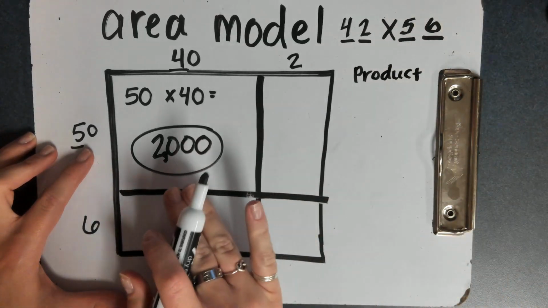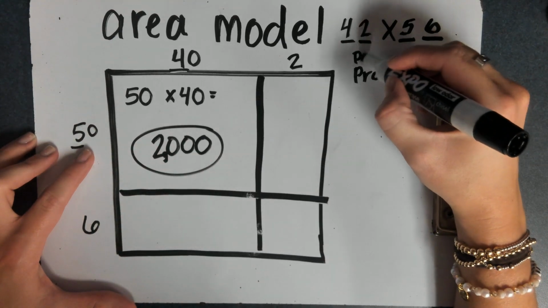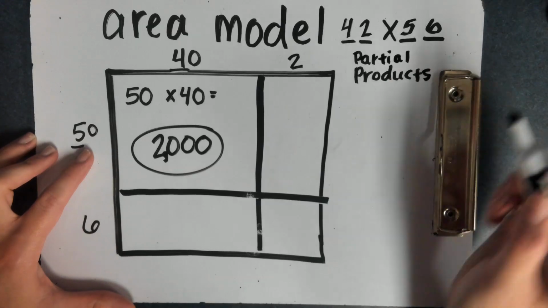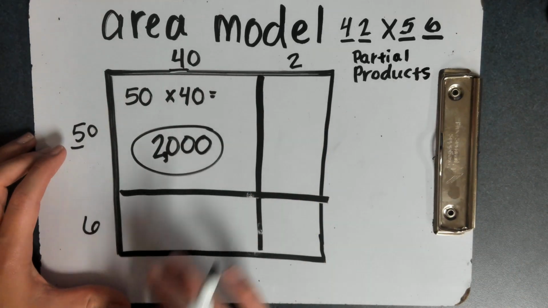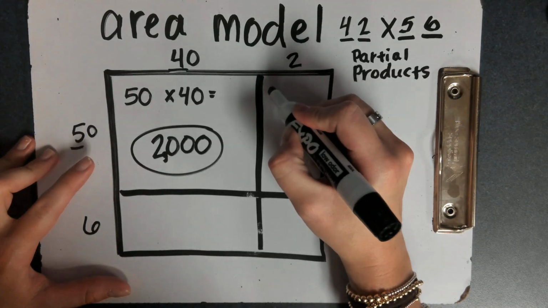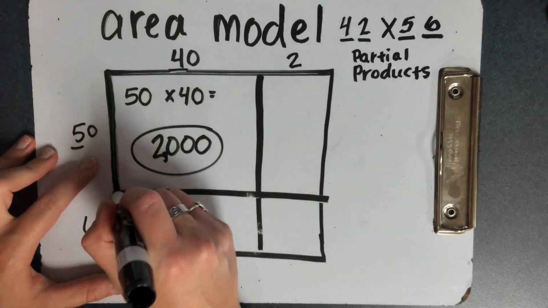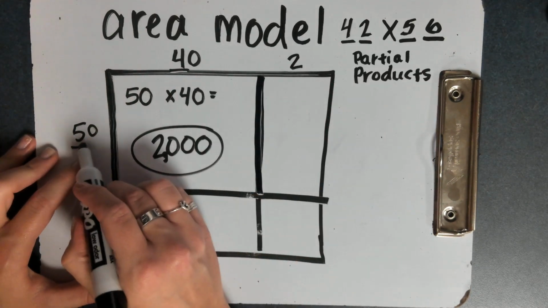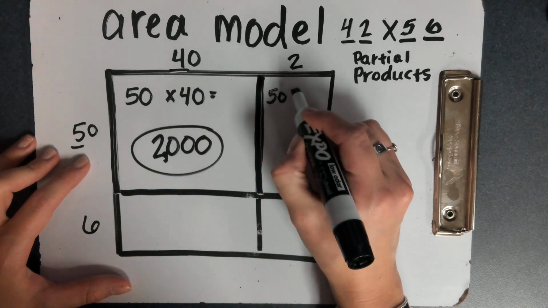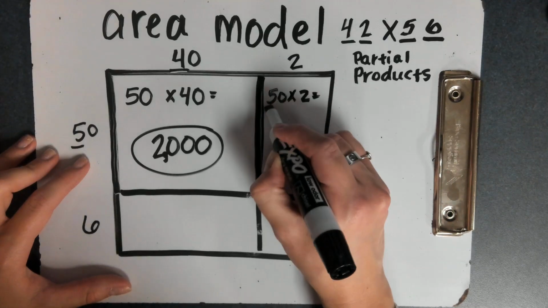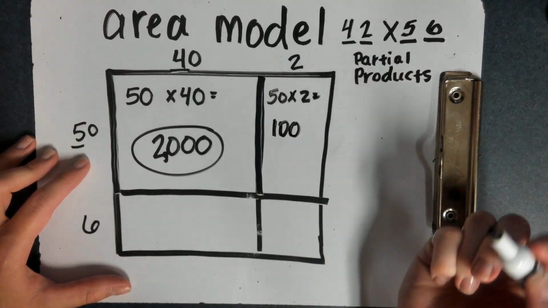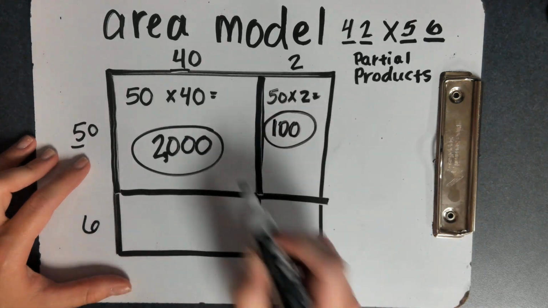Now, the answer to a multiplication problem is called a product. However, since these are just part of the answer, these are going to be called partial products. And when you are multiplying a 2-digit number by a 2-digit number, you should have 4 of those. So let's continue to find the other ones. This next one over here, if this is 50, I'm going to take that 50 and do 50 times 2. I know that 5 times 2 is 10, and I can just bump that up because it's actually 50 times 2. That gives me 100.